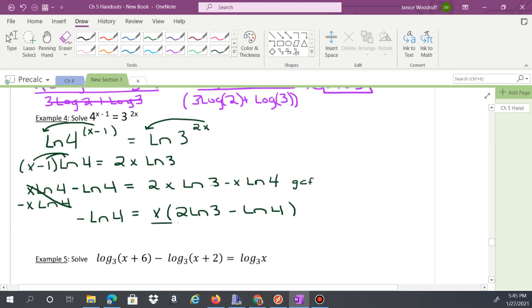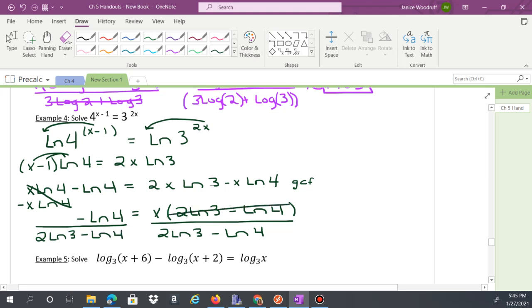Okay, then I'm going to divide by the 2 natural log 3 minus natural log 4 on both sides. And that's my answer in terms of logarithms. And then we want the approximate answer.